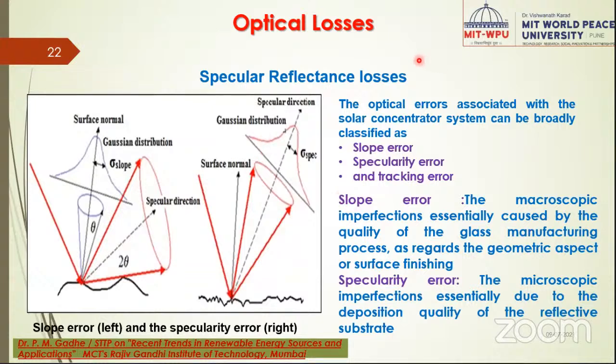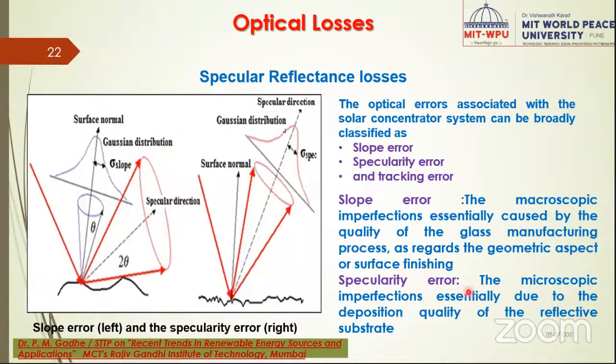So the specular reflectance losses: these are the slope errors, the specularity errors and the tracking error. If the tracking is perfect, then we have to think of the slope error and the specularity error. Slope error is the macroscopic imperfection. While fabricating the mirror, if it is not 100% flat, since a truly flat surface you will not get, some macroscopic imperfection will be there. Due to this, the solar radiation falling on it gets reflected at twice this angle, so the angle of reflection increases due to the imperfection on the surface. Due to this, the specular direction's cone will increase and it will increase the image size.